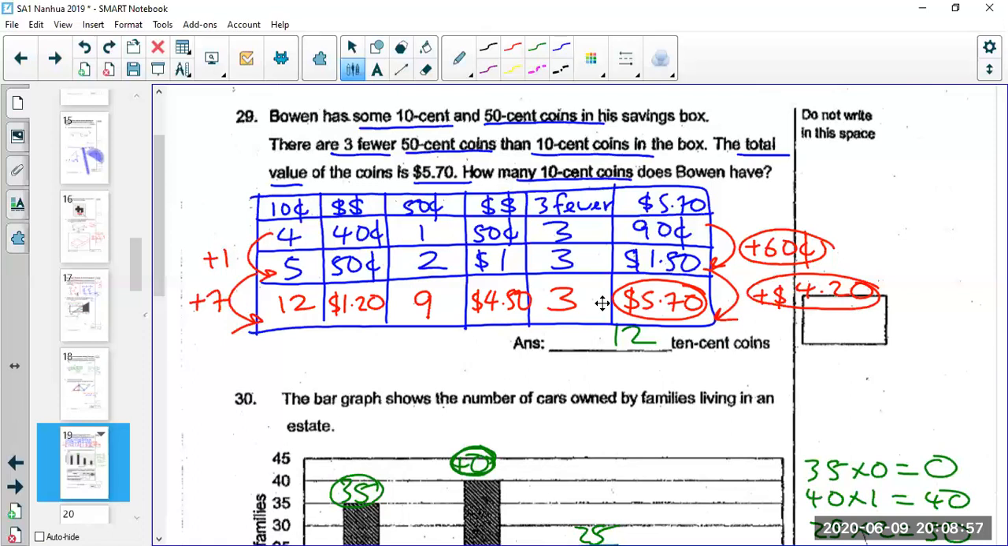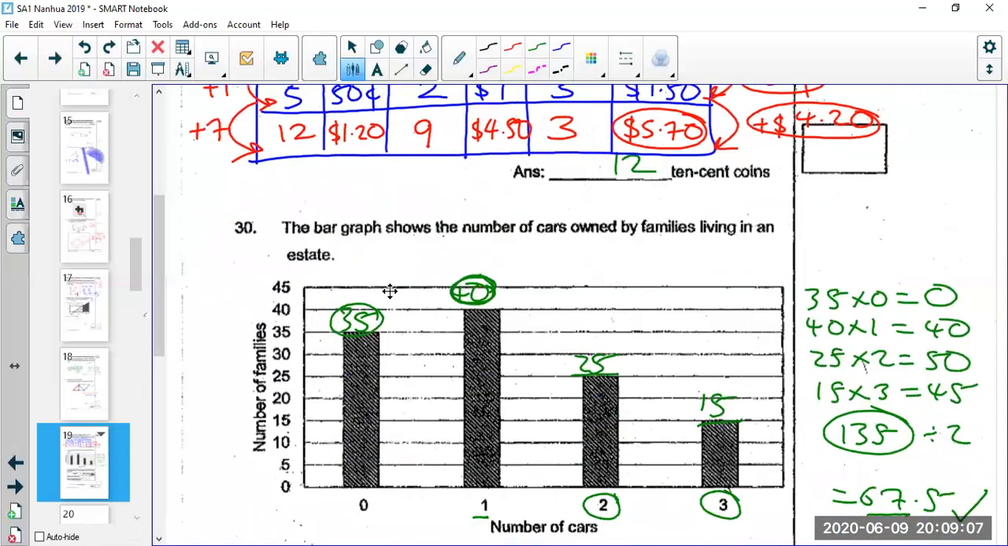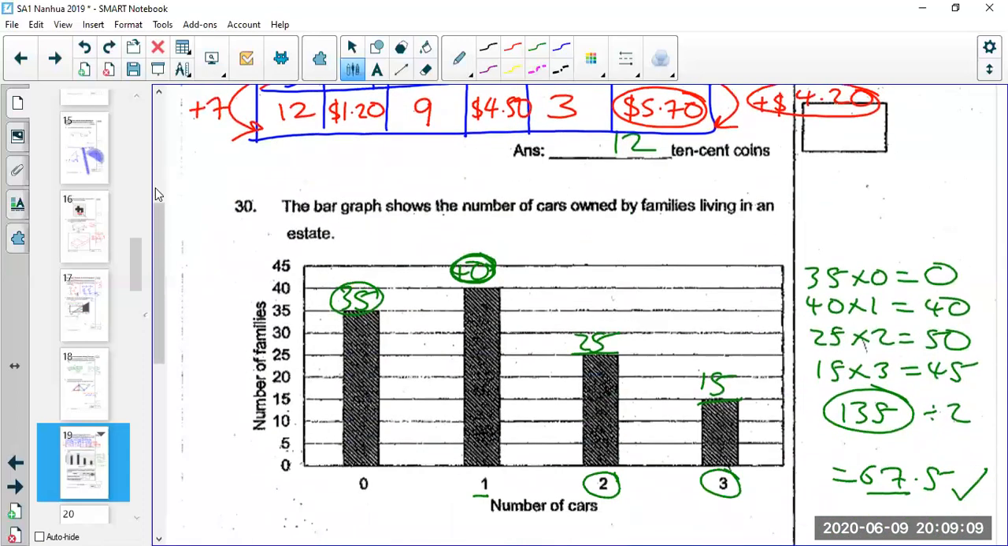Okay, so this is the method here. 3 rows get the answer, right? It's not really guess and check, but you're using a pattern to find the answer. Okay, let's go to the last question already. The last question, and we still need to erase all these things.